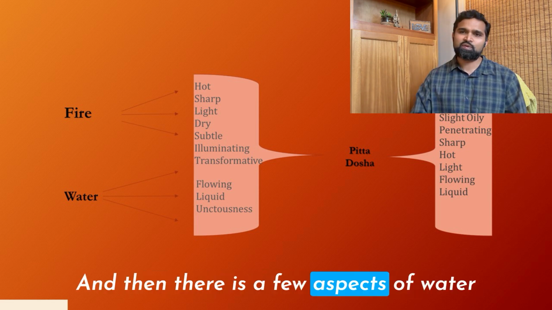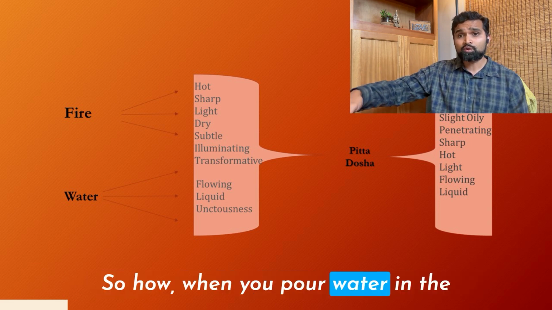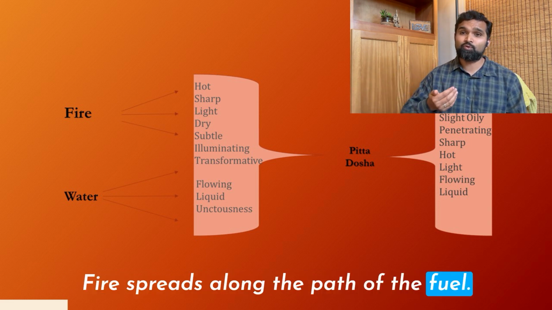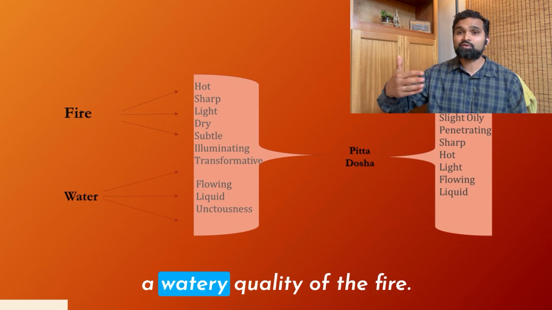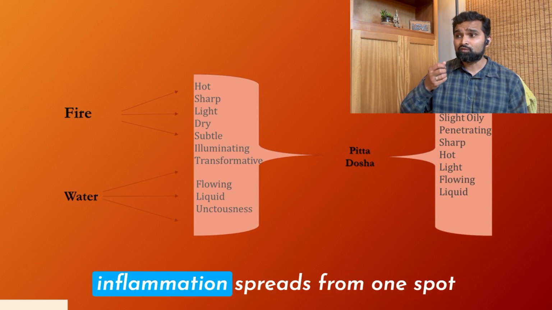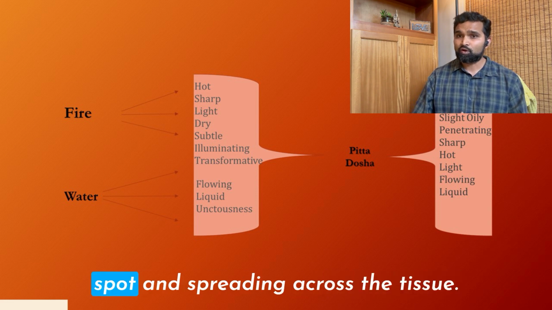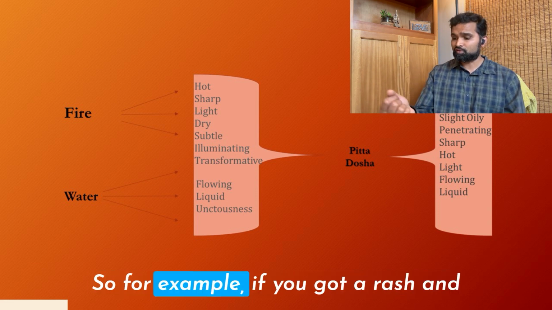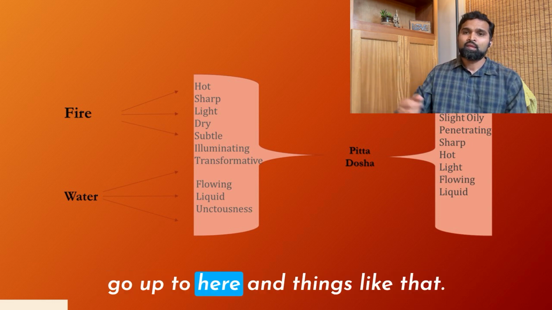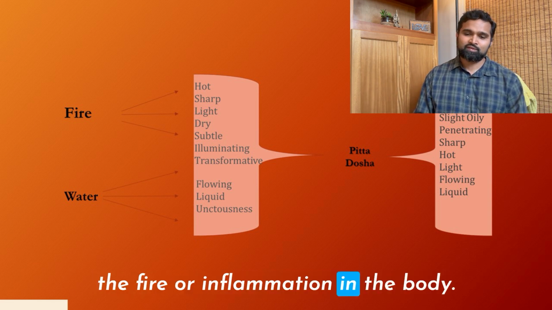And then there's a few aspects of the water element in the fire, which is spreading. When you pour water on the ground, it spreads along the gravity. Fire spreads along the path of the fuel, and so this is considered a watery quality of the fire. It shows up as inflammation spreading from one spot across the tissue in your body. For example, if you get a rash that's itching here, tomorrow it might go up to here, the next day it might go up to here. That is the spreading quality of fire or inflammation in the body.